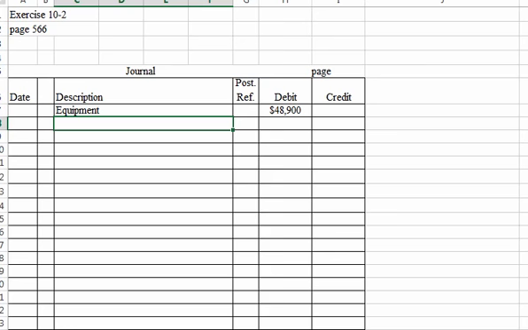Okay, it says it was purchased on account. So we're going to credit accounts payable. But for how much? Well, how much do we owe the vendor? Well, we'll certainly owe them the purchase price plus the sales tax. $45,000 plus $2,200. We'll owe the vendor $47,200.